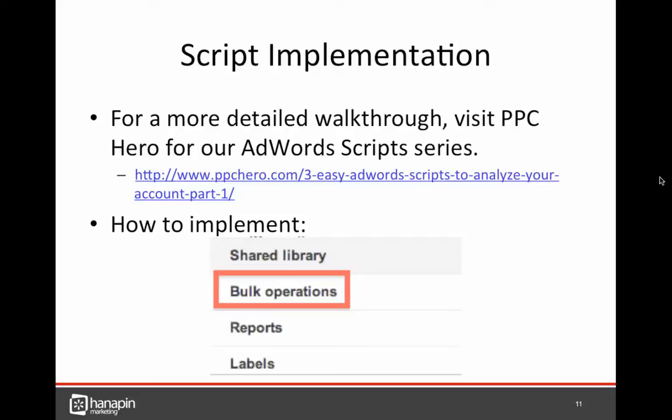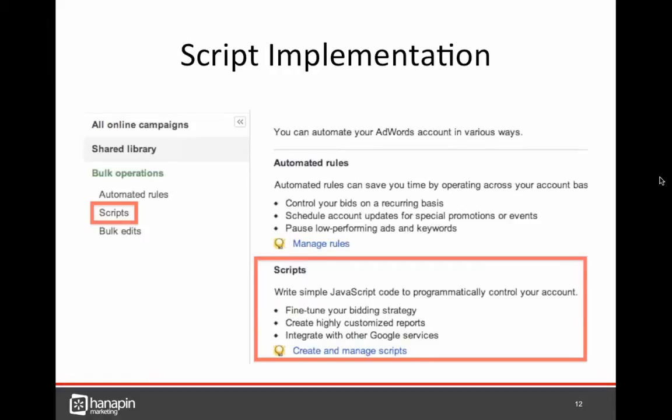But to start with, to begin, you go to the bulk operations section of the AdWords interface. It's on the left-hand side of the interface, down beneath the campaign tree and all that stuff, in between shared library and reports. When you click through on that, it'll bring you to the bulk operations interface where you have automated rules, scripts, and then the bulk editing interface.